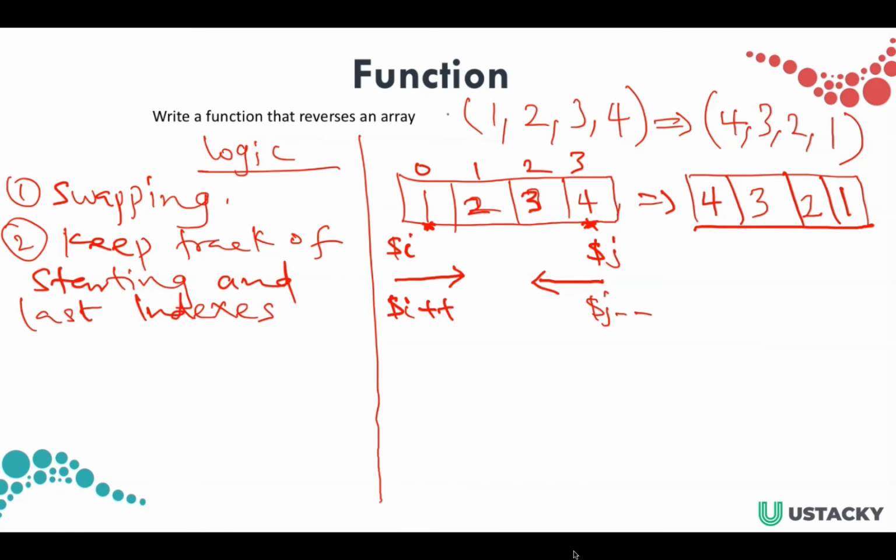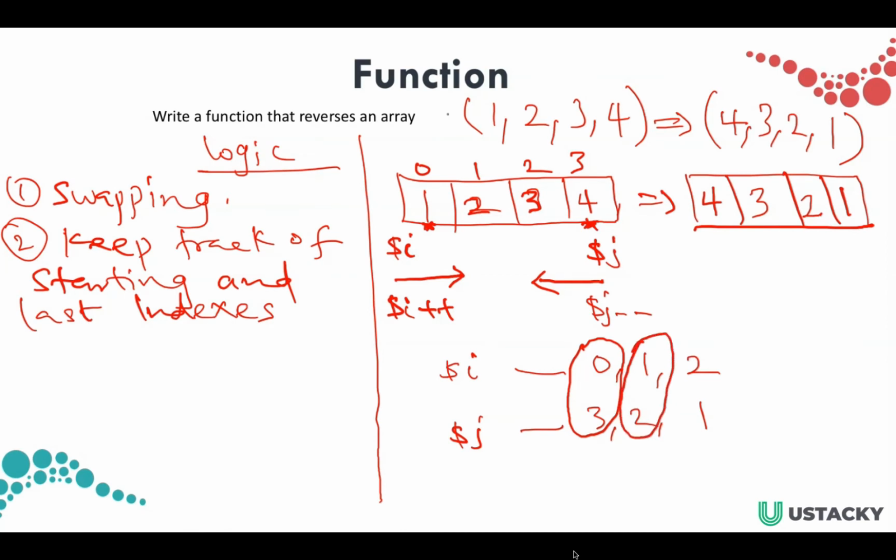So let us go deeper to really find what happened to the values of $i and $j. For $i, it is moving from 0, 1, 2, and for $j we have 3, 2, 1. We notice that the first time at this condition there was swapping. In the second condition there was swapping also. But at this condition there was no swapping because we only swapped 2 times. The first time is from here to here, and the second time you are swapping from here to here.